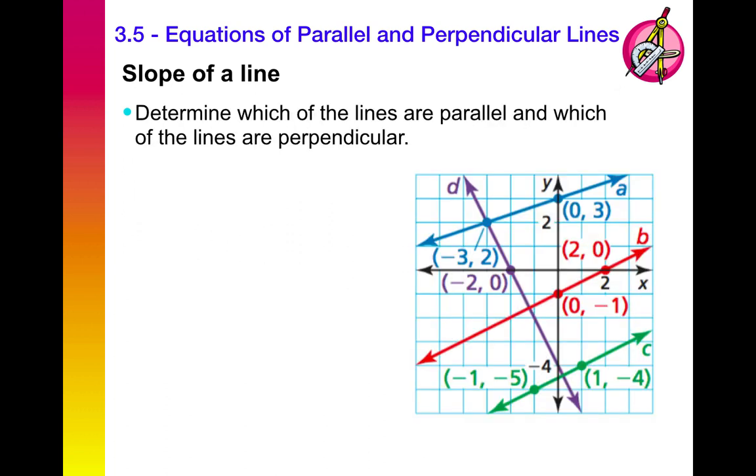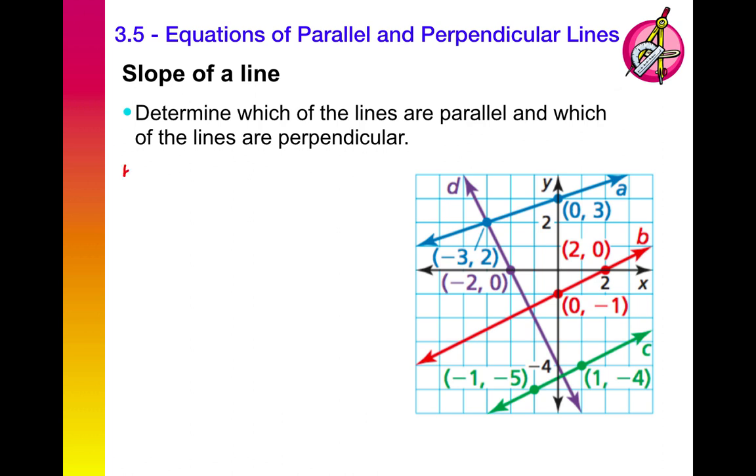So let's determine which of the lines are parallel and which of the lines are perpendicular. When I'm looking at this, it's fairly clear that line D is going to be perpendicular to one or two of these lines, maybe all three, but we have to determine that. And we can also see that it's not going to be parallel to any of these lines, whereas these could be parallel. Let's just work out what line D is.